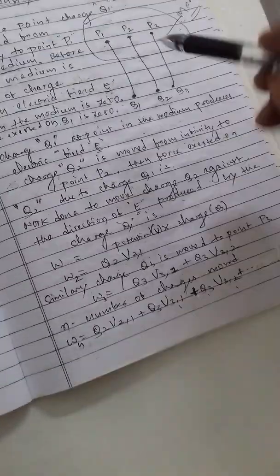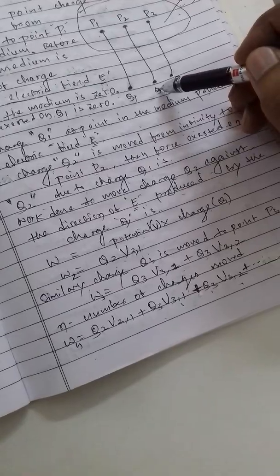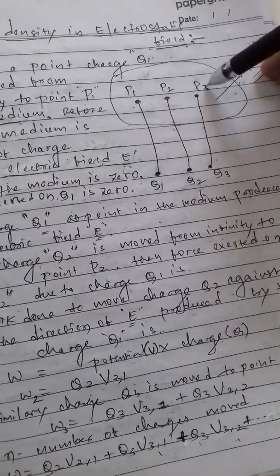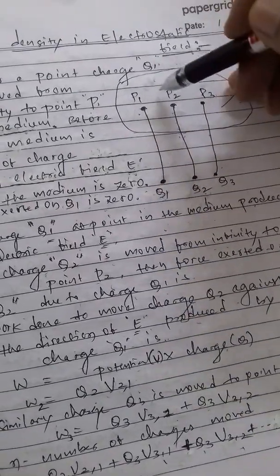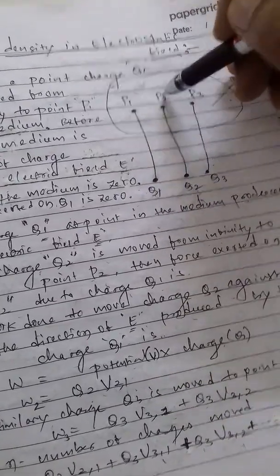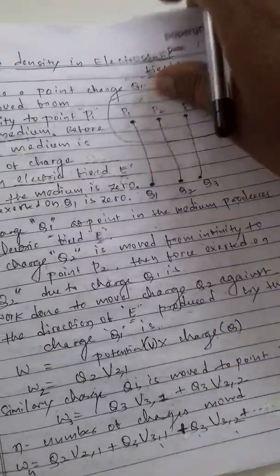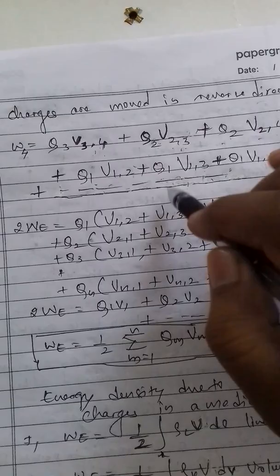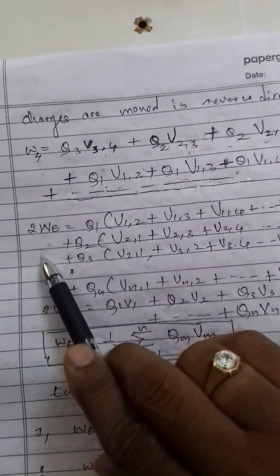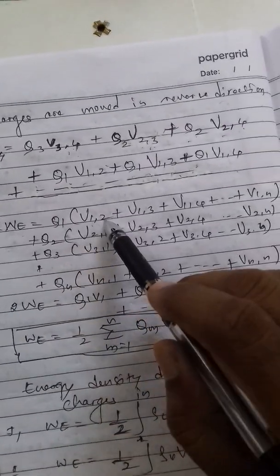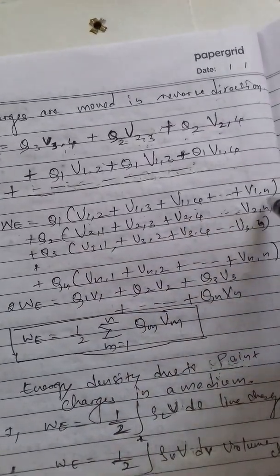First the charge 1 is moved, and then charge Q2, and then the charge Q3 is moved from infinity to point P3, so that the electric field is produced by charge Q1 and by charge Q2. In that way, if the charges are moved in the reverse directions, we will be getting these equations. Now the total work done W_E is equal to Q1 into V12, V13, V14 plus dash Vn.